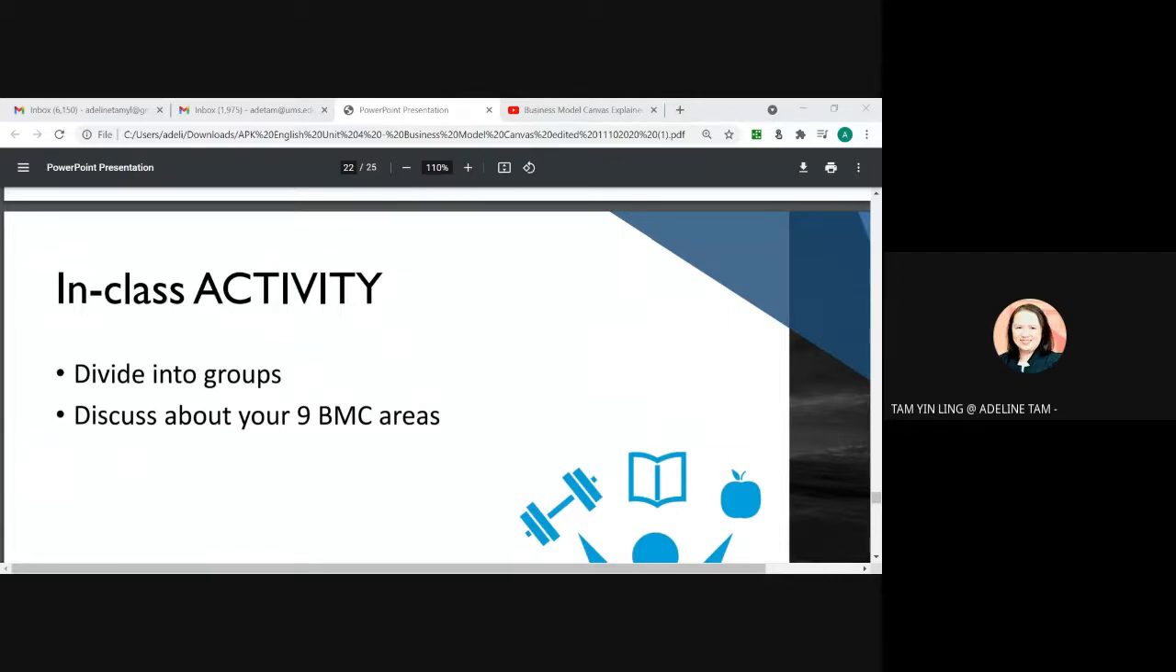Sandakan is... Robert, you are in group 6 kan? 6 orang. Kalau Ranau pun 6 orang sudah. Bolehkah you just maintain with your group in Sandakan? Bolehkah Wilbert? Okay, kalau boleh, okay lah.